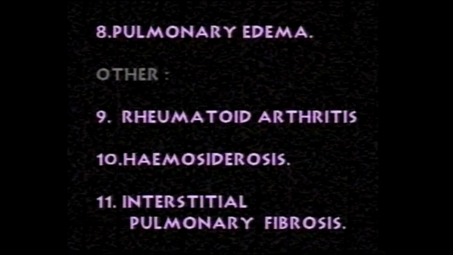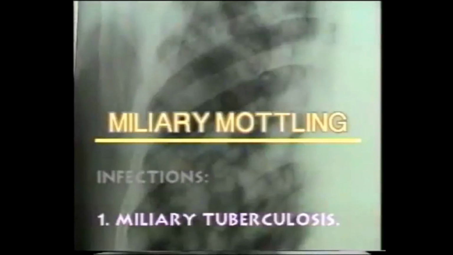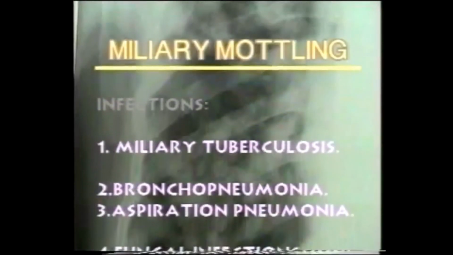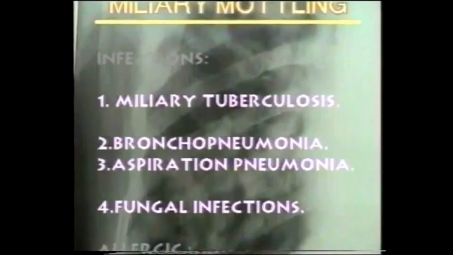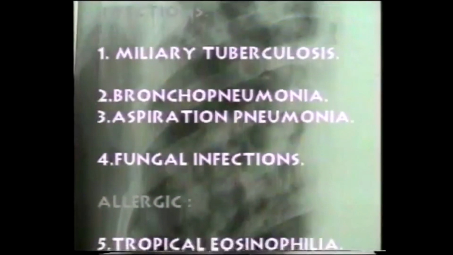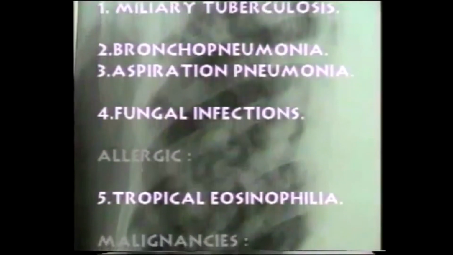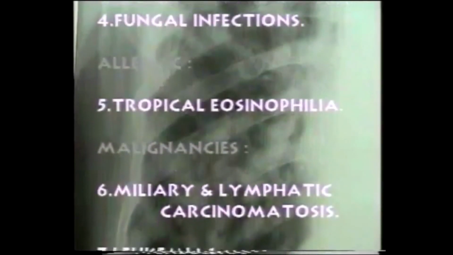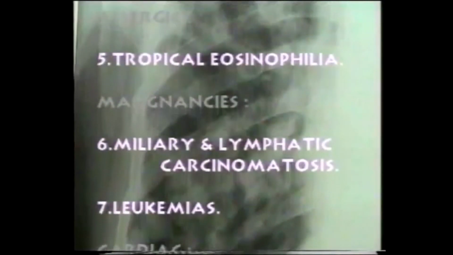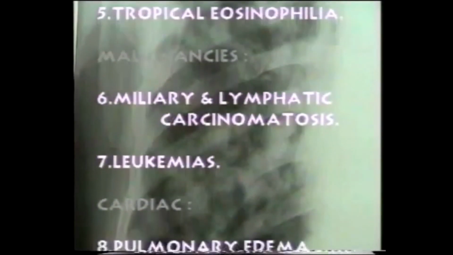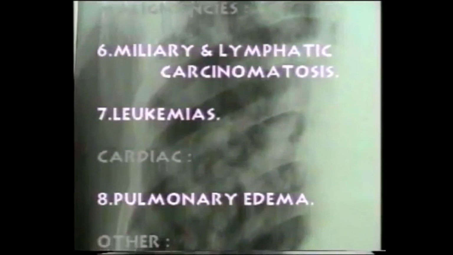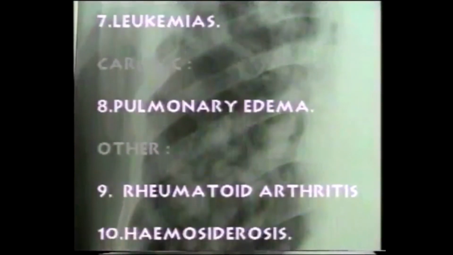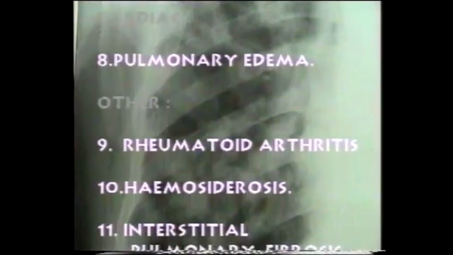To revise, the common causes of miliary mottling are infections like miliary tuberculosis, bronchopneumonia and aspiration pneumonia, and fungal infections. Allergic conditions like tropical eosinophilia and Loeffler syndrome. Malignancies like miliary and lymphatic carcinomatosis and leukemias. Acute pulmonary edema. And miscellaneous conditions like rheumatoid arthritis, hemosiderosis, and interstitial pulmonary fibrosis.